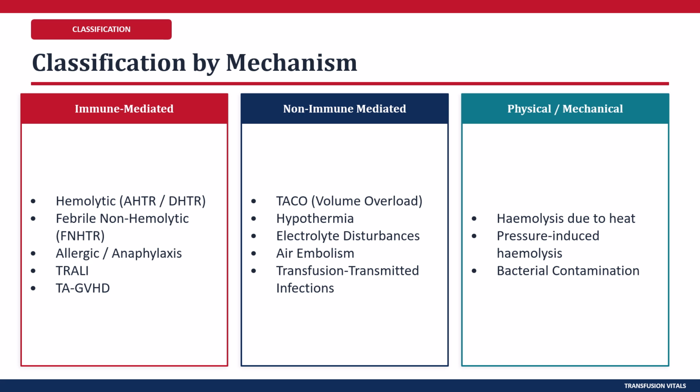Hypothermia and electrolyte issues also occur with rapid and massive transfusion. Physical or mechanical causes include bacterial contamination, a platelet product left out too long, or hemolysis caused by improper storage. Understanding these mechanisms helps you choose the right treatment.